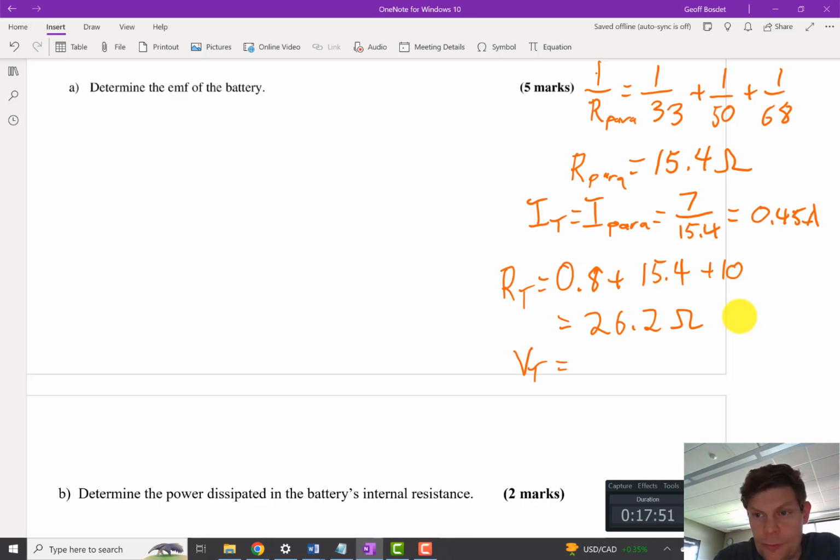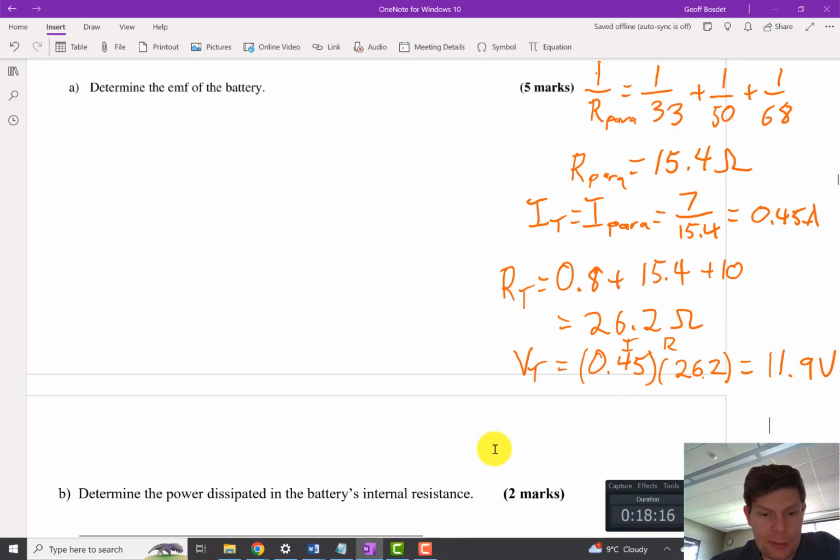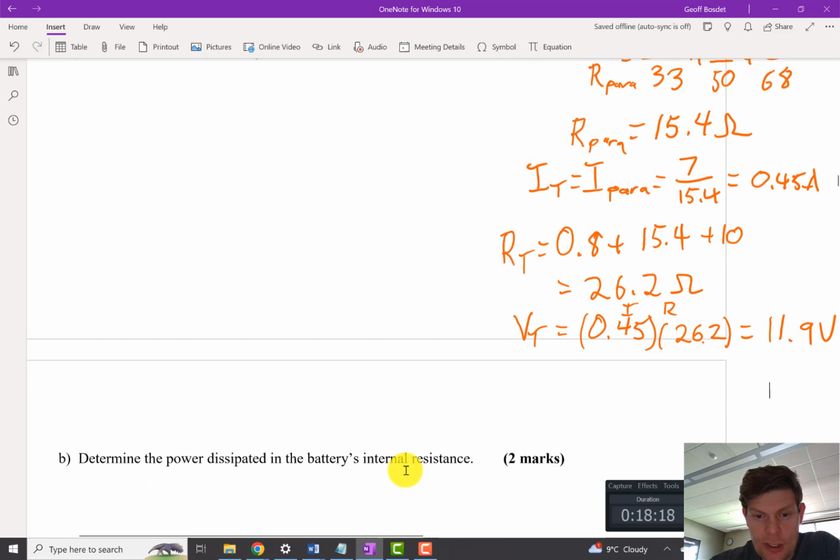So if I just put them together, I'll get my total voltage, which in this case is the EMF. So we do 0.45. We're just doing Ohm's law, so I times R. 0.45 is my total current, and my total resistance is 26.2, and I get 11.9 volts.